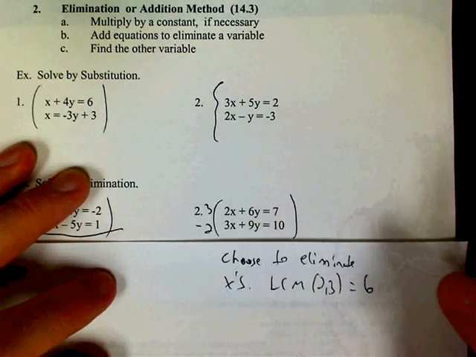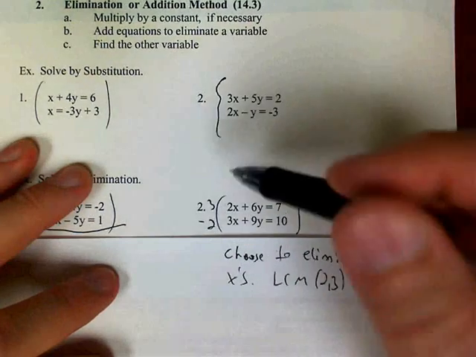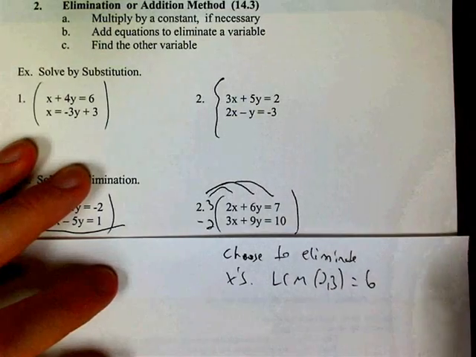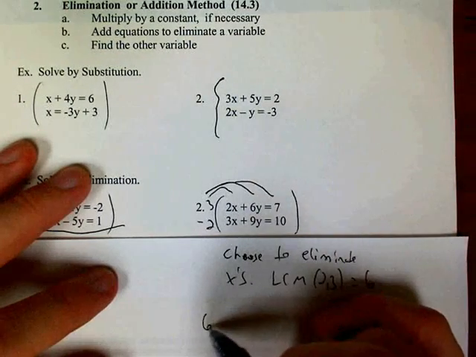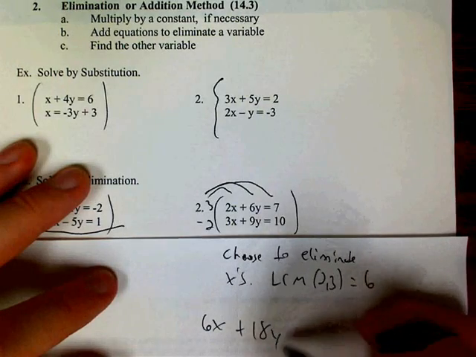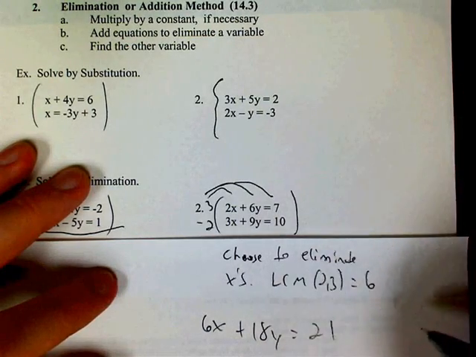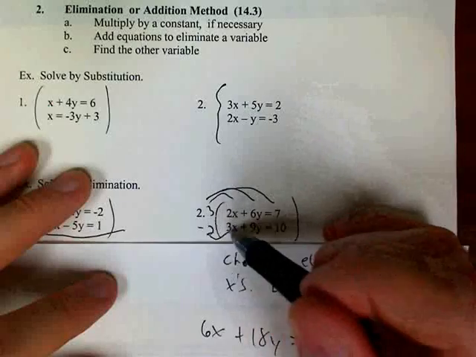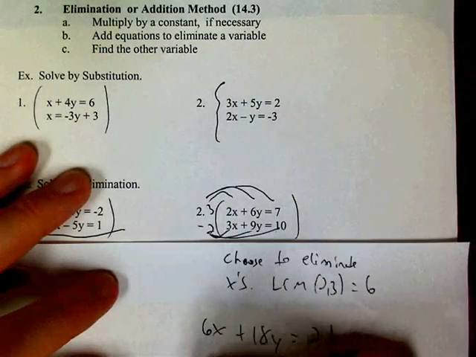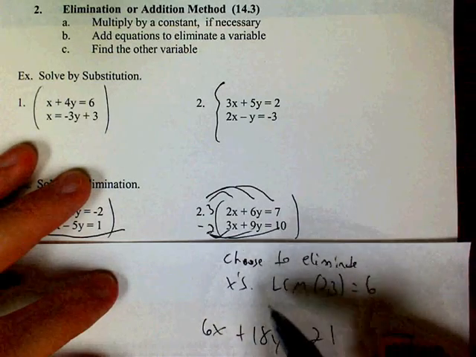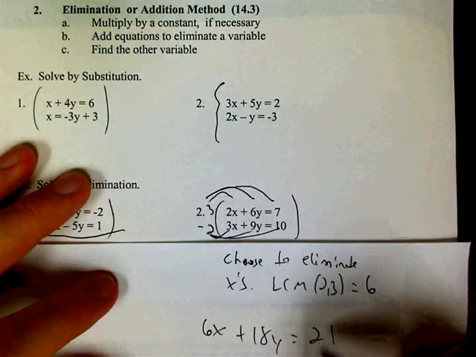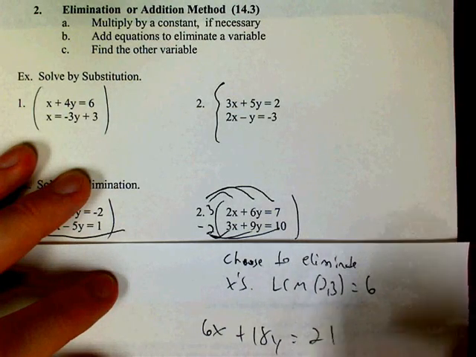So when I say multiply by 3, we're going to multiply everything in the equation by 3. 3 times 2x is 6x. 3 times 6y is 18y. 3 times 7 is 21. We're going to multiply each one of these terms by negative 2. Negative 2 times 3x is negative 6x. Negative 2 times 9y is negative 18y. And negative 2 times 10 is negative 20. I should have the paper up.